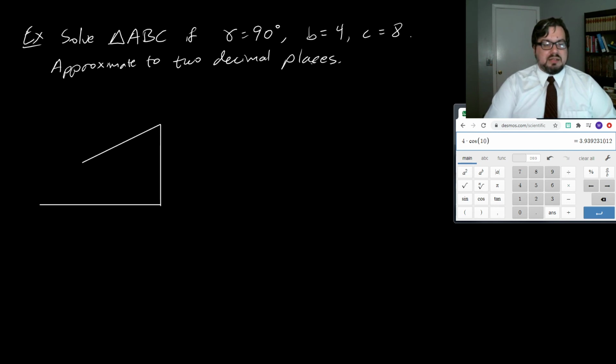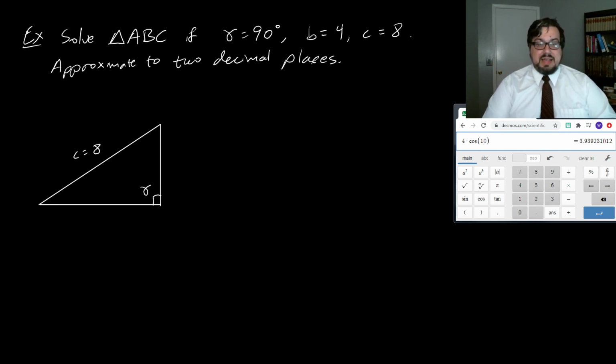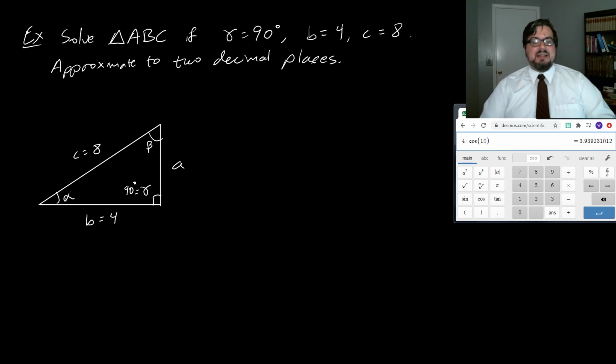All right, so let's see what we've got with that. So let's label things up again. We have gamma, which is a 90-degree angle. We're told that C, the hypotenuse, is 8. B, I'll go ahead and put that down here again. Put beta up there, alpha down there. It really doesn't matter so much where you put alpha and beta, as long as you make sure that A and B are opposite alpha and beta respectively. All right, so this is what we know. We know that gamma is 90 degrees. We know that C is 8. We know that B is 4.